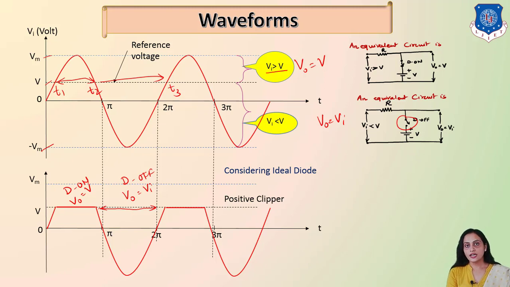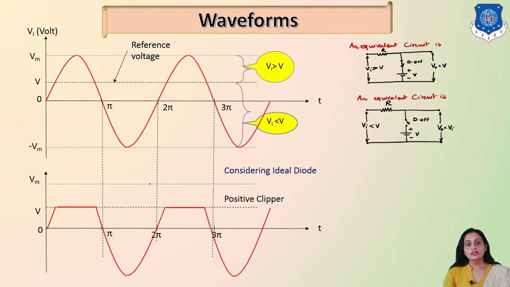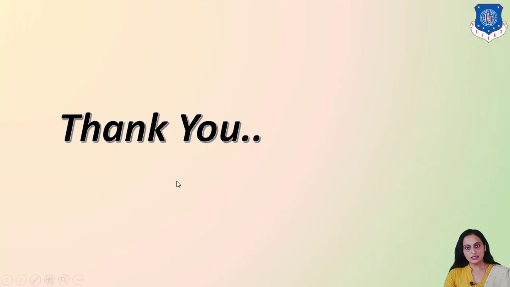Considering the ideal diode, we have plotted the output voltage waveform, and you will find over here that the positive portion of the input signal is being clipped off. That's why it is called the positive clipper. So in the biased clipper, you can clip the input signal at different voltage levels according to the battery kept in the circuit. With this, I am ending this session.